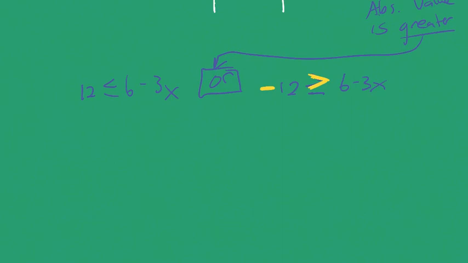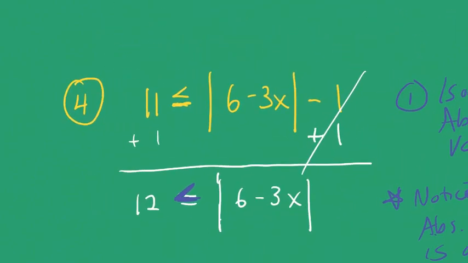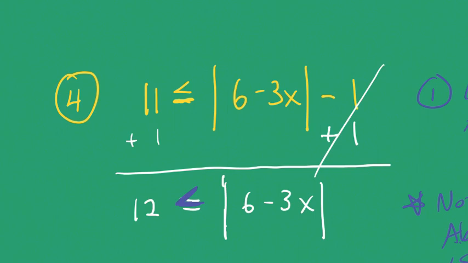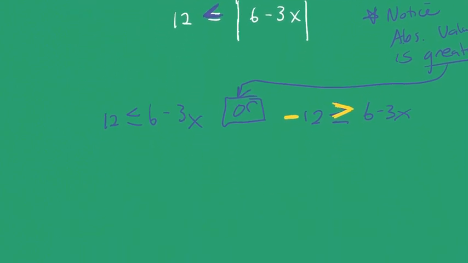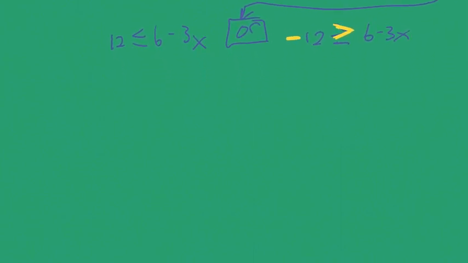And really nothing that different here. I just wanted to show an example of when the absolute value is on the right side of the inequality as opposed to the left. So trying to get x by itself, we're going to get rid of the 6. So that leaves us with -3x. Going to divide by -3 to get that x by itself.